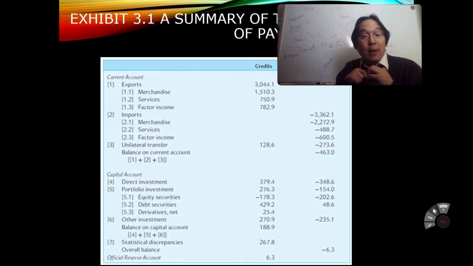Now, the balance on current account is the summation of the above three: exports, imports, and then unilateral transfer. I said summation, even though import is a subtraction amount. So you aggregate all those things, it will just cancel each other out. That's why it is shown as a minus sign over here.